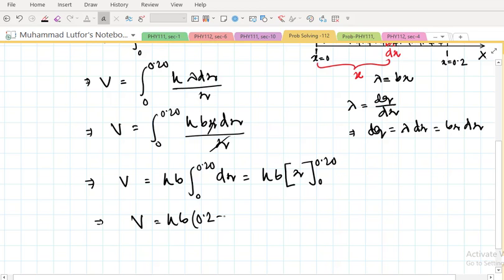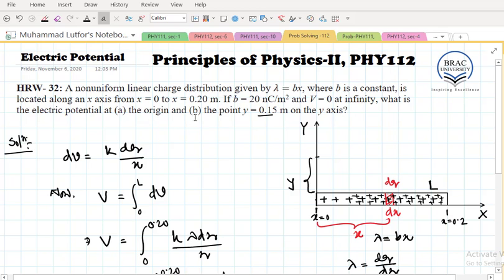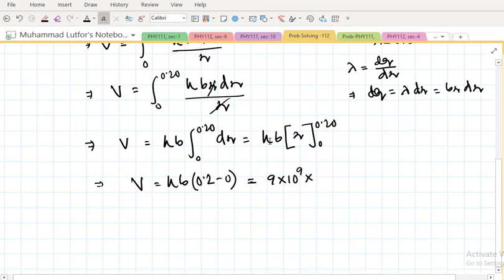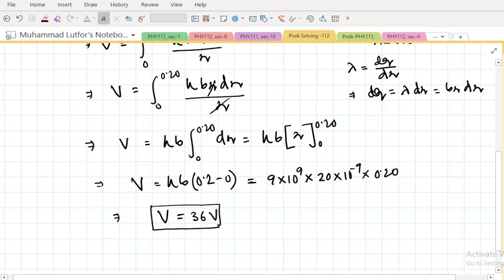0.2 minus 0. So we'll find out basically. Now I'm going to plug in. So k is the Coulomb constant, which is 9 into 10 to the power 9. B is a constant which is given. B is 20 nanocoulomb per meter square. So I'll write this as 20 into 10 to the power minus 9 into 0.2. If you do that, you will find that the potential at the origin due to that rod would be 36 volt. So this is the answer to part A.